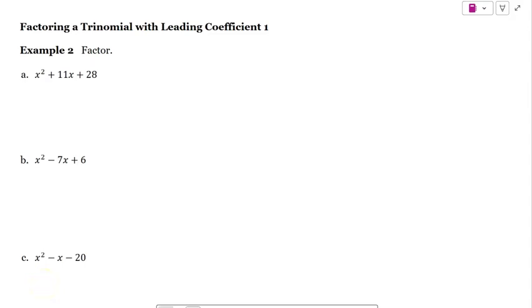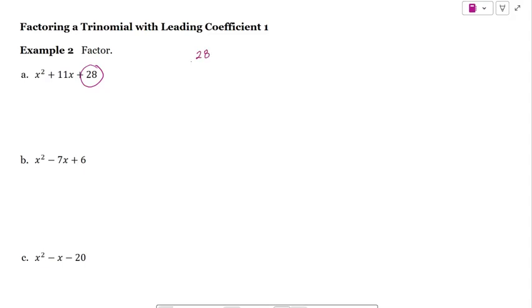Factoring a trinomial with leading coefficient 1. Looking at the three examples that are sitting here, the leading term, which has the x squared, has a coefficient of 1. When we have this type of expression to factor, we are going to look at the number that comes at the very end, the constant term, and we want to think about what are two numbers that can multiply together to give us 28.